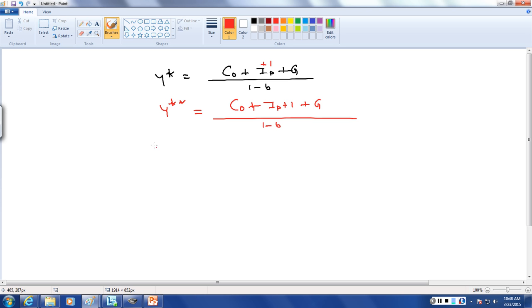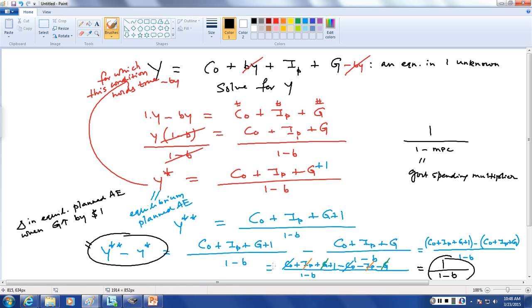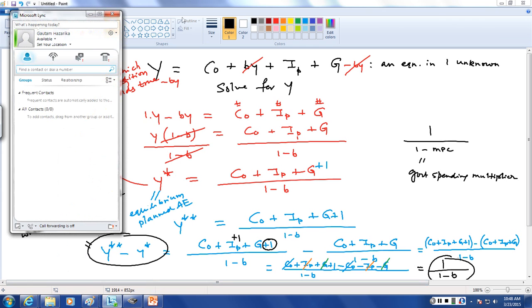So what is the change in equilibrium planned aggregate expenditure? It would be Y double star minus Y star. And you would do it in the same way that we did it in the previous slide, and it'll be exactly the same. The only difference will be that instead of putting the plus 1 here, we'll be putting the plus 1 here. Do you see that? So in the end, we end up with exactly the same 1 divided by 1 minus B.